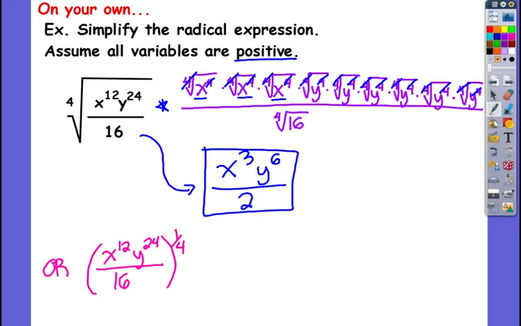If you don't like writing everything out or breaking things down, you could think of this as raising everything to the 1/4 power. So x to the 12th to the 1/4, 12 times a fourth, or 12 divided by 4, would give you that 3. Y to the 24th to the 1/4, 24 divided by 4 gives you the 6. And 16 to the 1/4 is 2. So either method should give you the same answer.